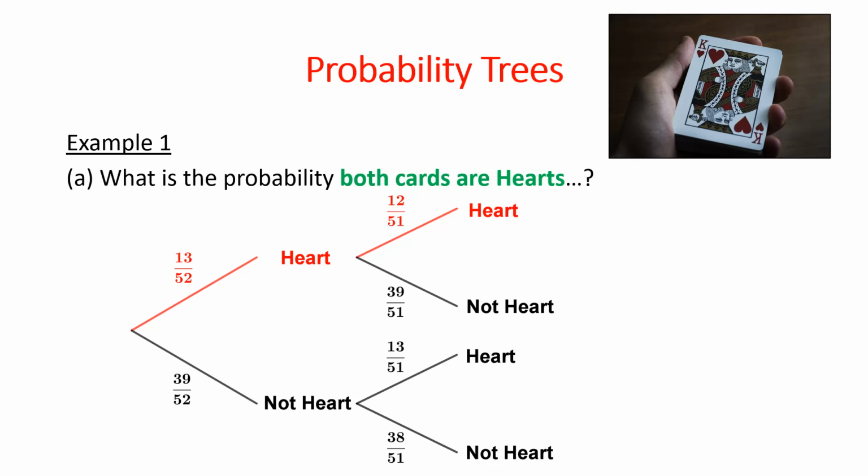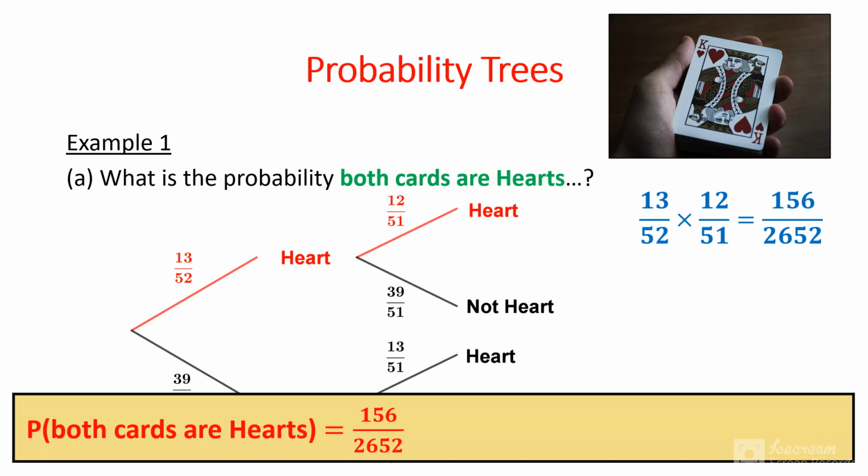And to work out the probability of this occurring, we multiply the two probabilities on the branches to get 156 out of 2,652. So we can answer this question and say the probability both cards are hearts is 156 out of 2,652. We could simplify the fraction if it simplifies. We can turn it into a decimal. Always round probabilities to 4 significant figures if you can remember. Or we could multiply it by 100 to get a percentage.